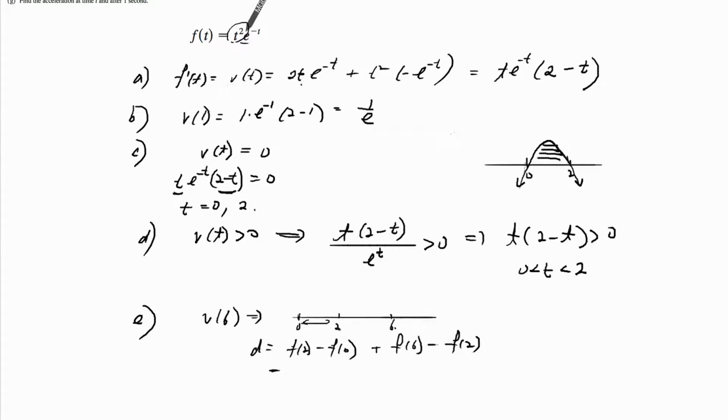f at 2 is going to be 2 squared, so 4 times by e to the power of minus 2. Plug in 0, it's going to be 0. Plug in 6, you get 6 squared e to the power of minus 6. And here we're going to be plugging in 2, so 4 e to the power of minus 2.